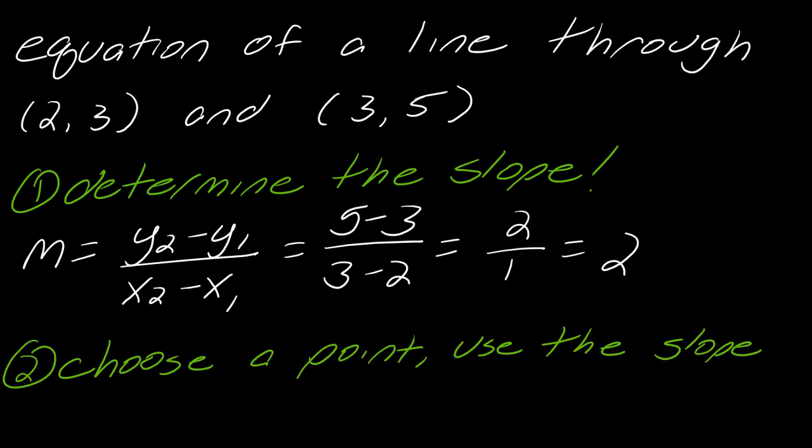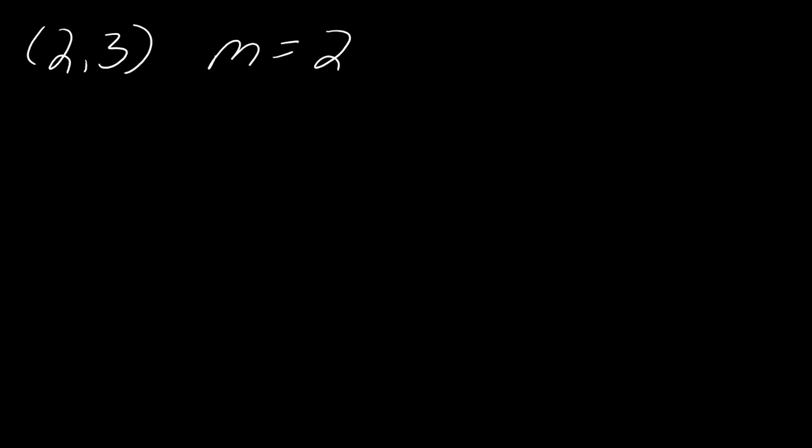Okay, so now we need to choose either point that we want and then use the slope to find the equation of the line. It doesn't matter which one, you will get the same answer either way. So just choose the one that looks like it's going to be easier to compute with. So I'm going to use 2, 3. So let me get some space. I've chosen to use the point 2, 3 and the slope 2.